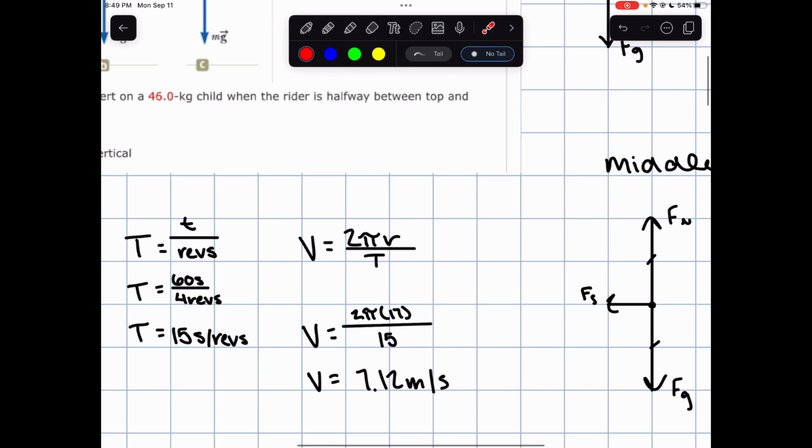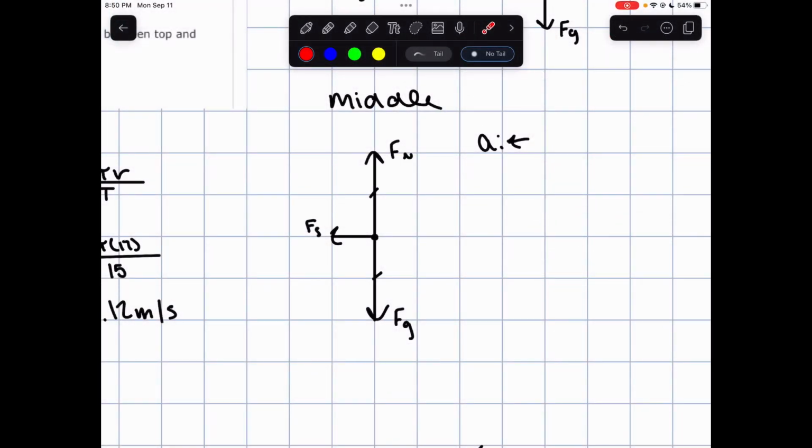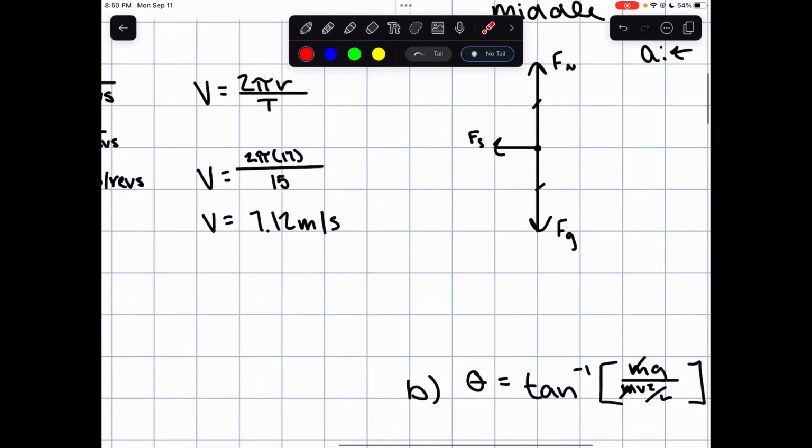From there, we can plug it into the velocity equation. V equals 2 pi r over period, where r is our radius. And from there, we plug in period, and we plug in the radius of 17 to get a velocity of 7.12 meters per second. Our next step is to develop the mathematical model for the x and y direction of our free body force diagram.